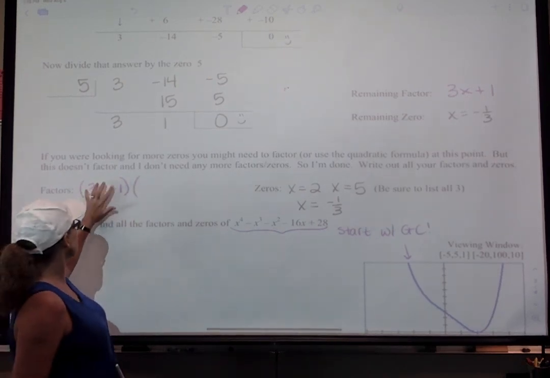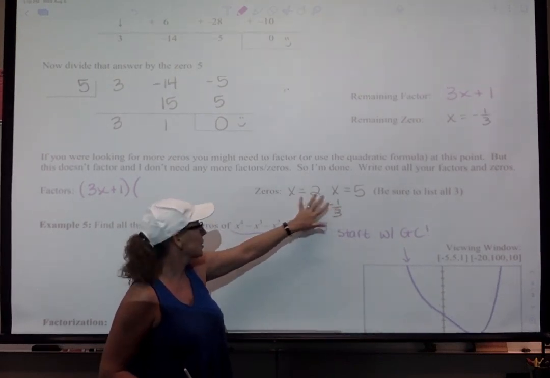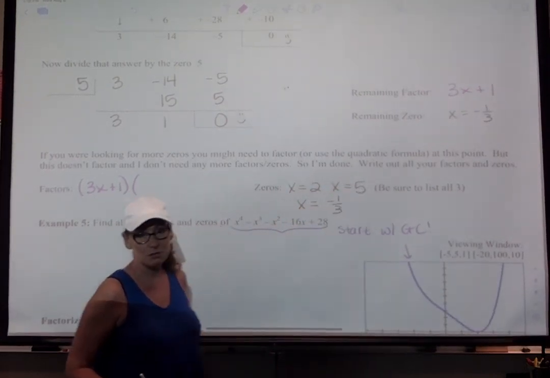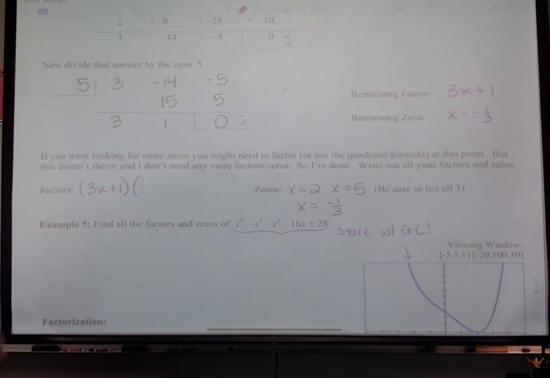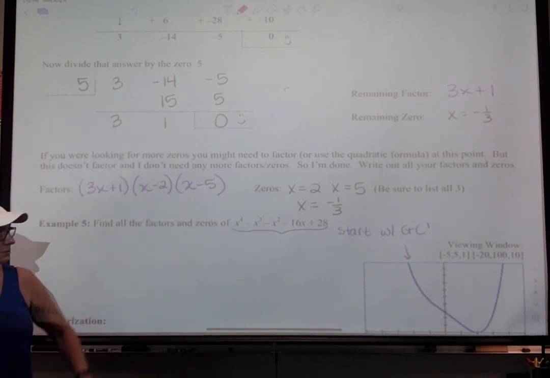Okay, so this goes with this 0. Give me the factors that go with these zeros. Well, for the positive 2, the factor should be x minus 2. And for the positive 5, the factor should be x minus 5. Factors, zeros.